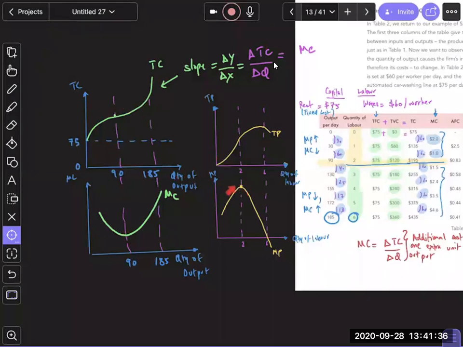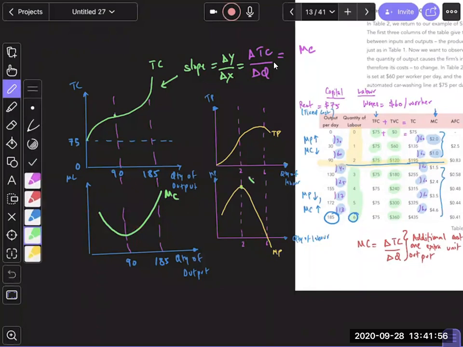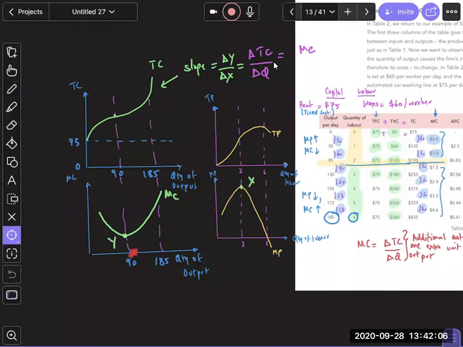Then law of diminishing return happens. MP starts to fall, which means output starts to rise slowly, but cost will start to rise faster. So when MP falls, MC rises, and when MP rises, MC falls. In other words, when MP is at its maximum, MC is at its lowest. So the highest point of MP corresponds to the lowest point of MC. Are you all with me?